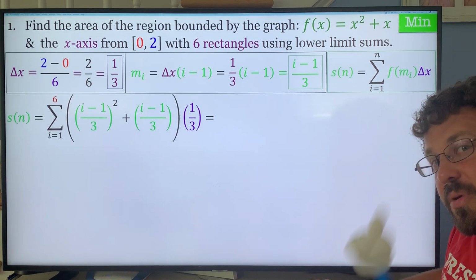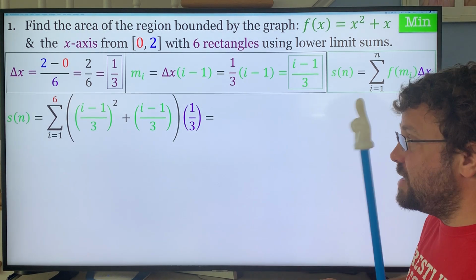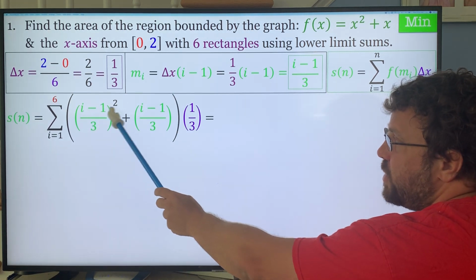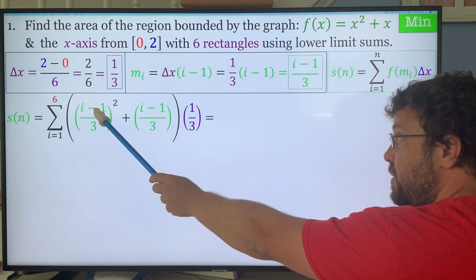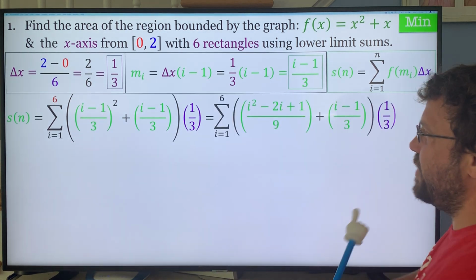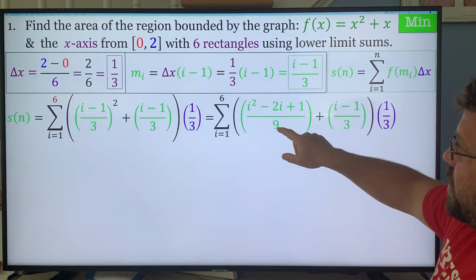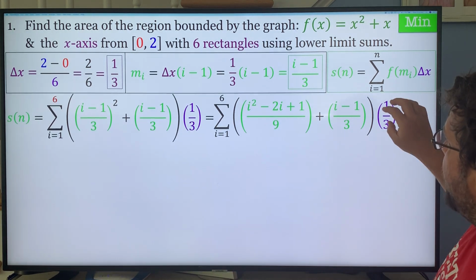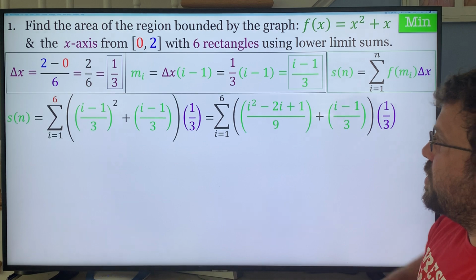Now here's a tricky part. I actually had to do this whole video over because I messed this up originally. When you square this first part, i minus 1 squared, as you FOIL it, it's i squared minus 2i plus 1, but you also have to square the 3. I forgot to do that. So it's all that over 9, plus (i minus 1) over 3, times 1/3. So this whole thing is times 1/3.